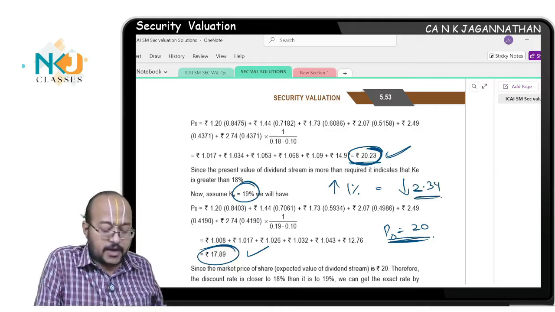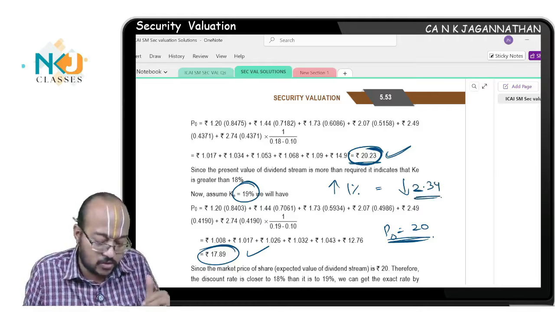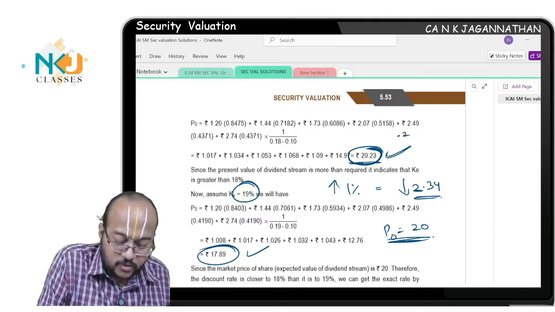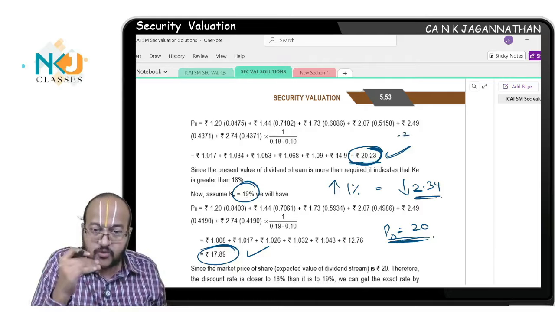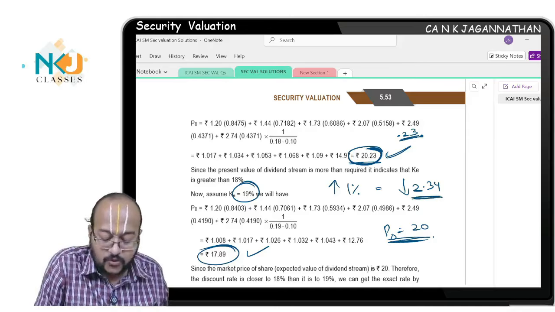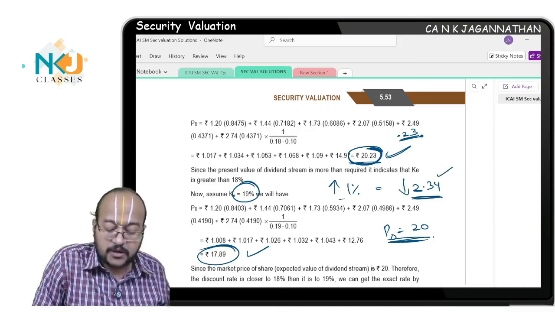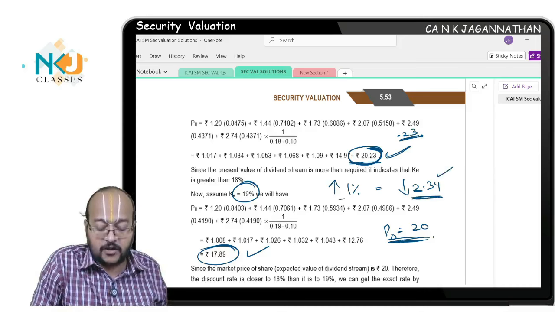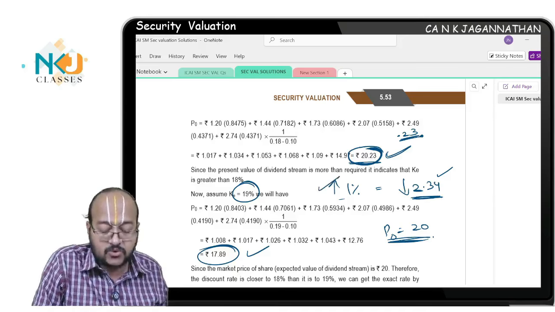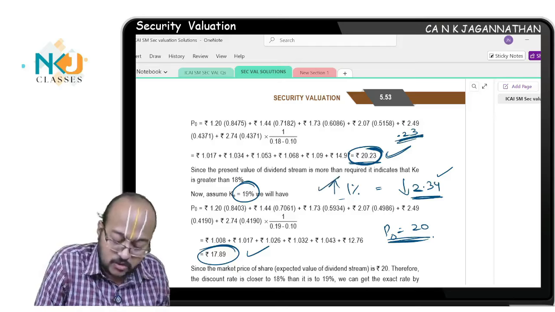From 18%, I need to increase the KE by less than 1%. I only need a drop of 0.23 from 20.23 to reach 20, and not 2.34. Very simple. If a 1% increase gives me a drop of 2.34 in value, how much should I increase from the 18% base so that my P0 comes to 20?